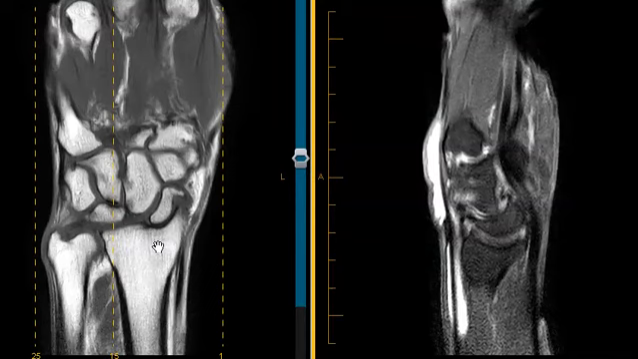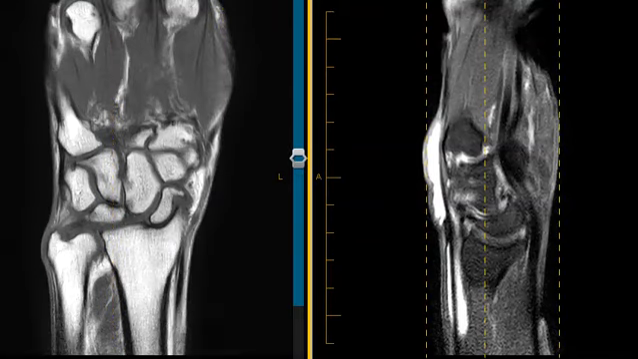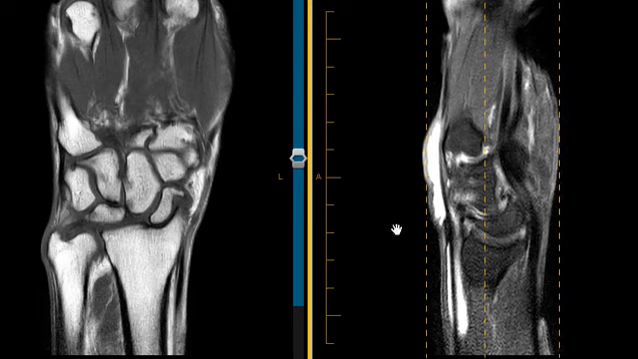Hello, this is Dr. Gabe from First Look MRI, and this is a 79-year-old male with complaints of chronic wrist pain, and he has several problems.